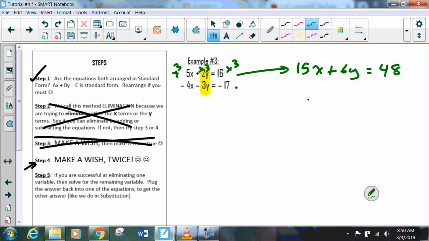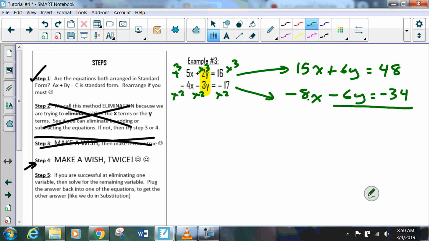And then I'm going to change this next one. I'm going to multiply everything by 2, right? Because if I do that, I get negative 8x, and then I get 2 times negative 3y is negative 6y, and 17 times negative 2 is negative 34. All right, let's stop for a second because the rest is history, right? We know how to do the rest.